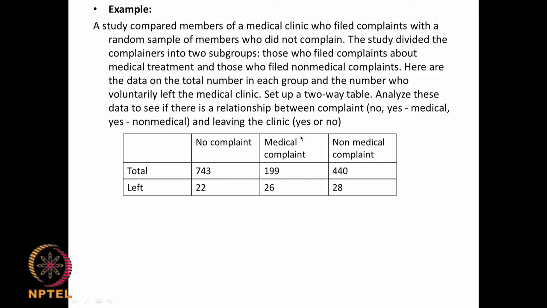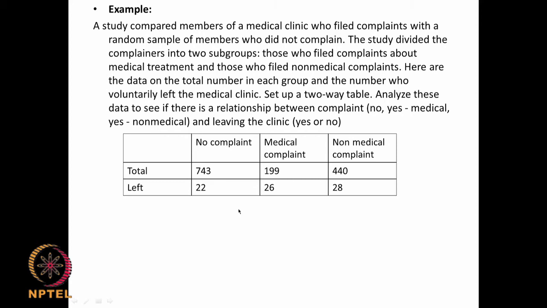It is quite simple, but the only thing is you need to make 2 different 2 by 2 tables. One is we can look at only medical complaint versus non-medical complaint. The other one is we can look at no complaint versus complaint. We can do both, no complaint versus the total of complaints, or medical complaint versus non-medical complaint. I am leaving this as homework for you to look at.